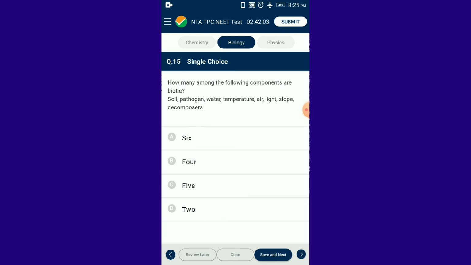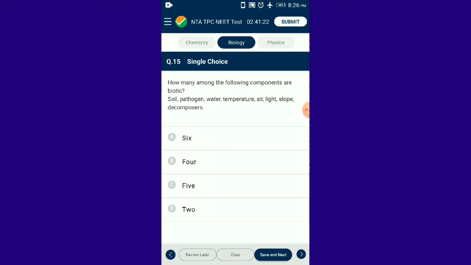Question number 15. How many among the following components are biotic? Soil, pathogen, water, temperature, air, light, slope, decomposers. Abiotic components are non-living factors or physical environmental factors such as climatic, edaphic, or topographic elements prevailing in an ecosystem. Biotic components are living organisms such as plants, animals, pathogens, decomposers, and microorganisms.